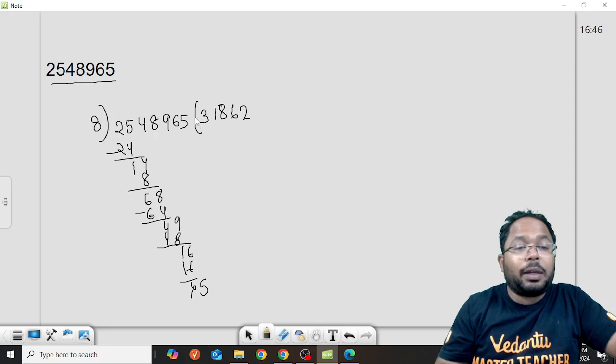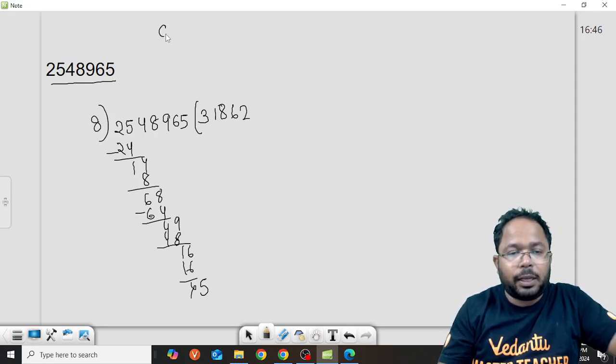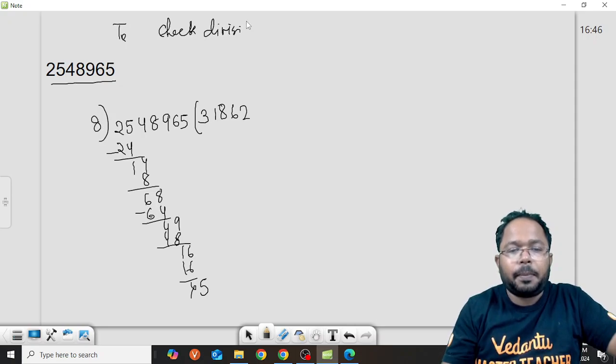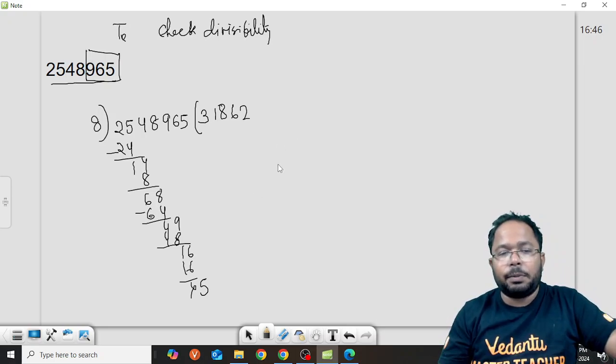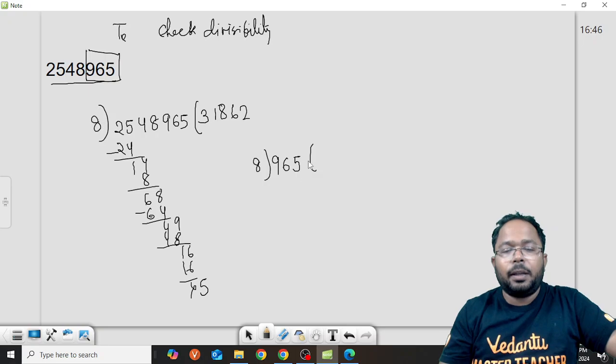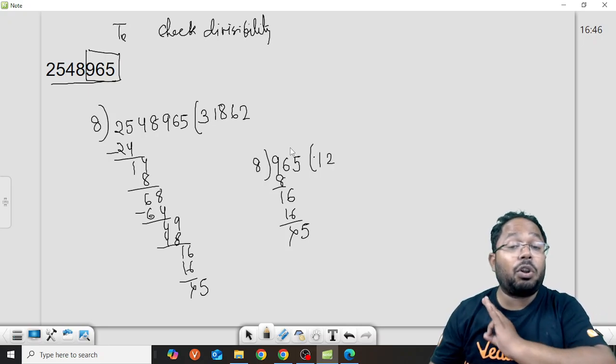And again, to check divisibility, what we do is look at the last 3 digits. We check the last 3 digits for divisibility. So 965, if we want to get it divisible by 8, 8 ones are 8, 8 twos are 16, and we are getting 5. So it confirms that it is not divisible.